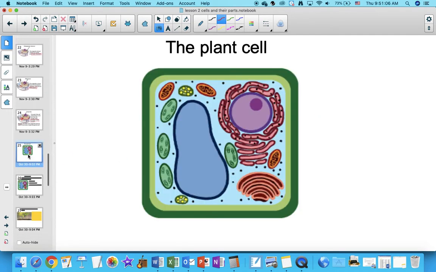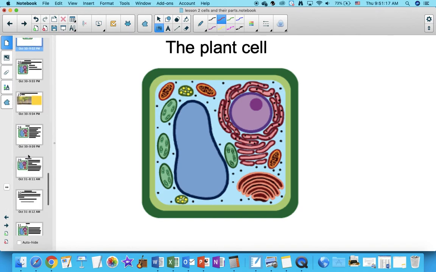So we'll be covering the plant cell in the next video. I want to cut this in half because this lesson is quite large, and I want you to just focus on the animal cell for this one, study that, and then we'll focus on the plant cell.